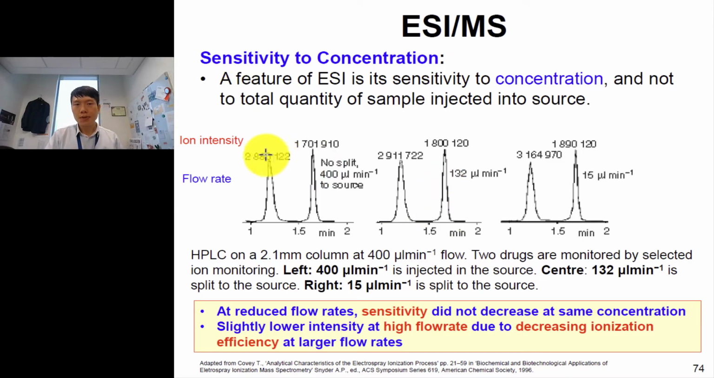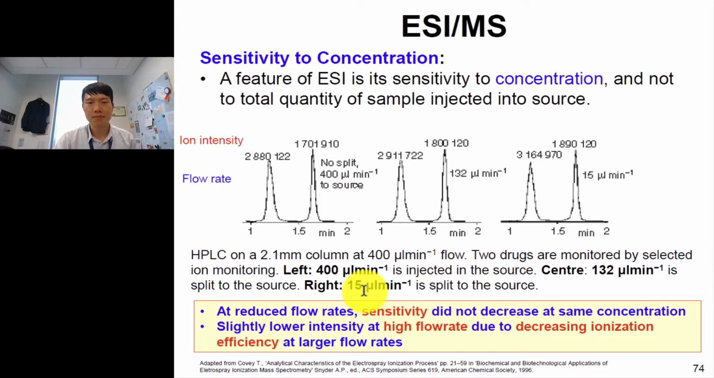How do we achieve this higher ion intensity? Right here, you see, we want the peak to be narrower, higher, more sensitive. So you can see in this case HPLC on a 2.1 mm column, 400 microliter per minute flow, and the drugs are analyzed. On the left, this is the flow rate; in the center, a slower flow rate; on the right side, an even slower flow rate.